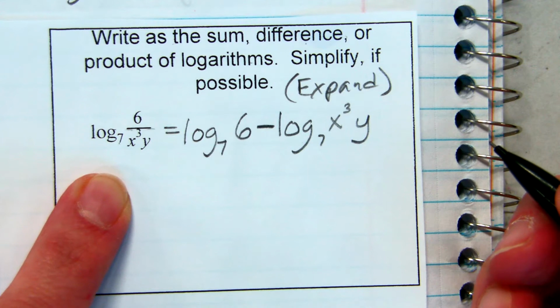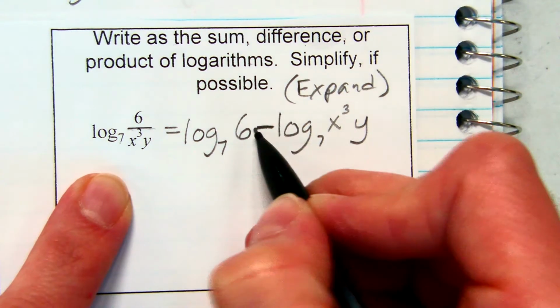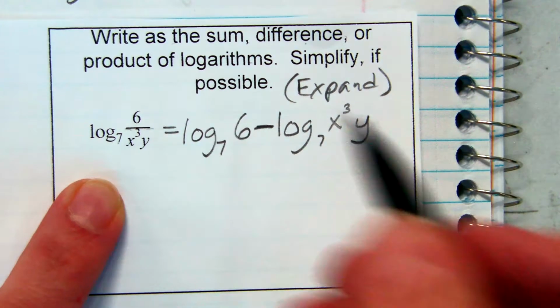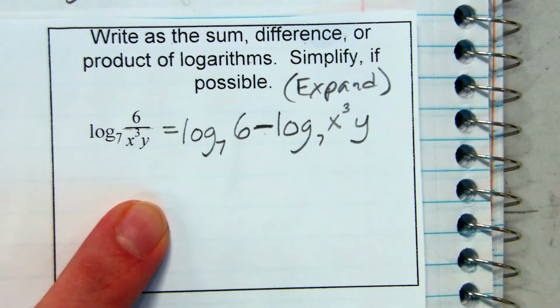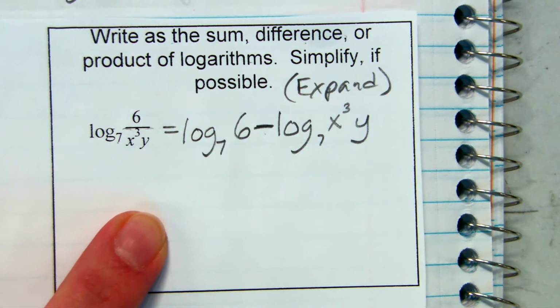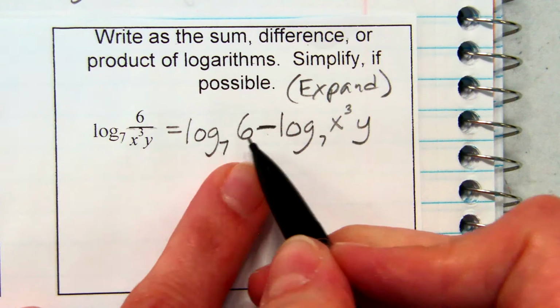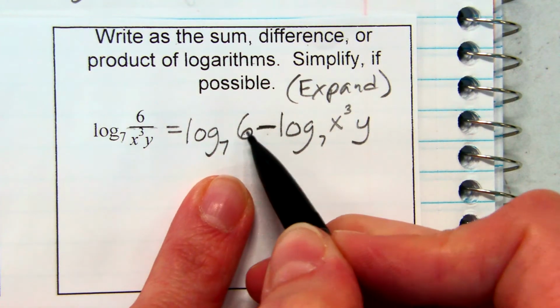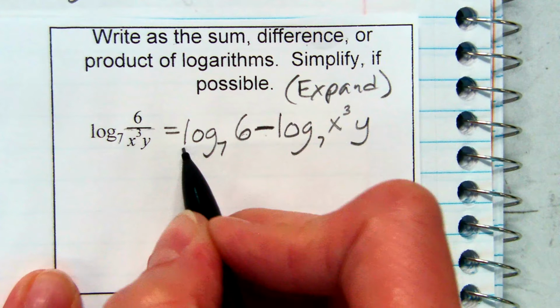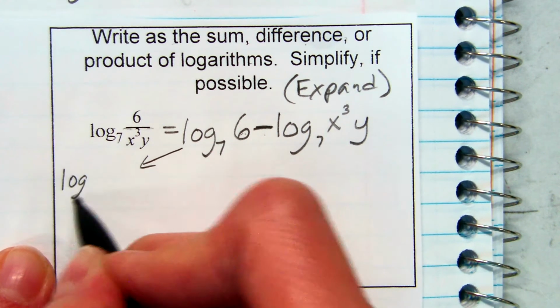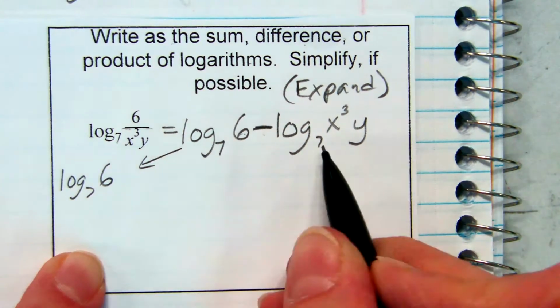Okay, so we went from a division to a minus sign. You just rewrite it. Now, when you get done, each logarithm will have just one number or one letter. No powers, nothing on it. So this part's okay. I'm going to copy that down over here. Way over here because I'm going to need some room.